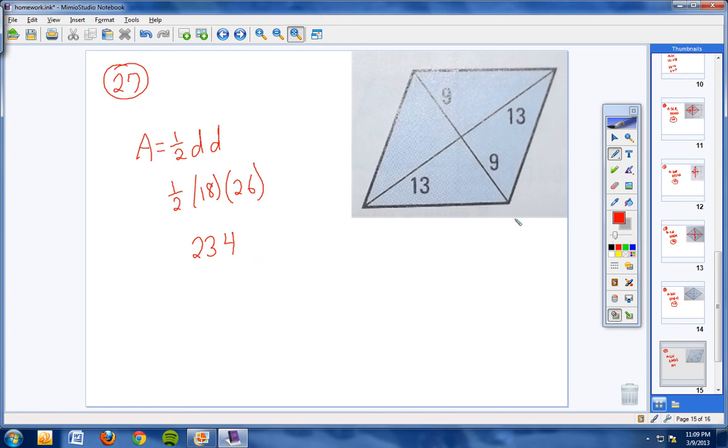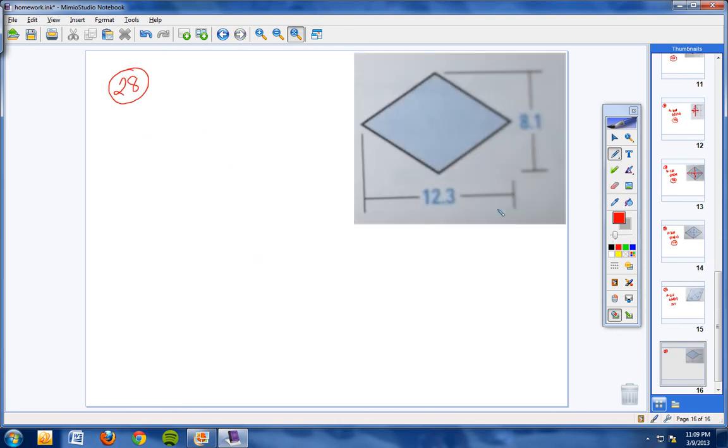Alright, let's take a look now at number 28, and we are finished, okay? How do you find the area of this rhombus? Well, it'll be 1/2 d times d. So 1/2 times 8.1 times 12.3. Alright, and if you type that in correctly, you should get 49.815.